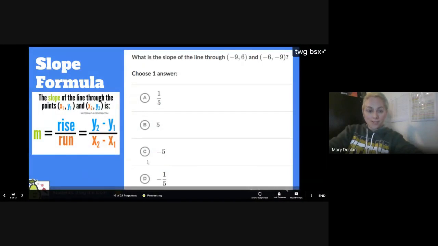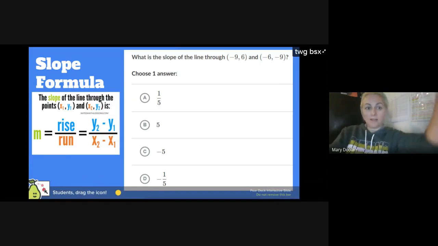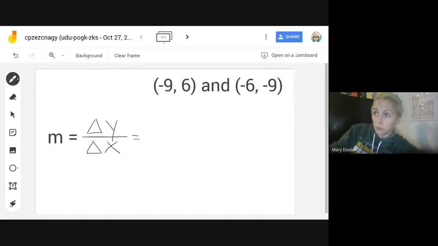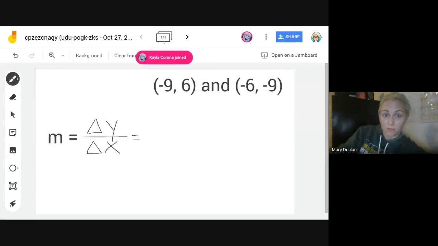I do want to show you how it's done, though. So I'm going to open up the Jamboard that I put a link to in our Google Meet. You don't have to go to the Jamboard, but you can look at it later if you wanted to. But I'm going to share it with you through Google Meet, so it's being presented to you. The 2 points that are given, -9, 6, and -6, -9, we're going to use those and the slope formula to find the slope of the line that passes through them.